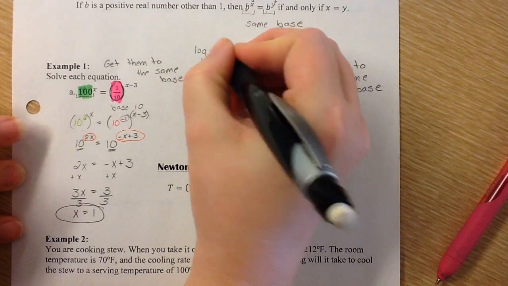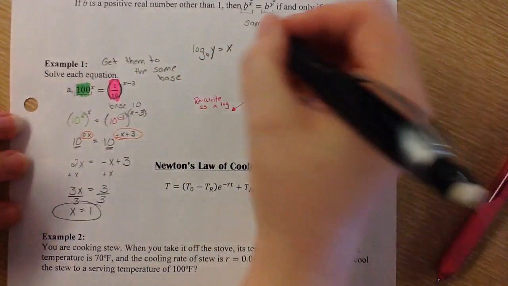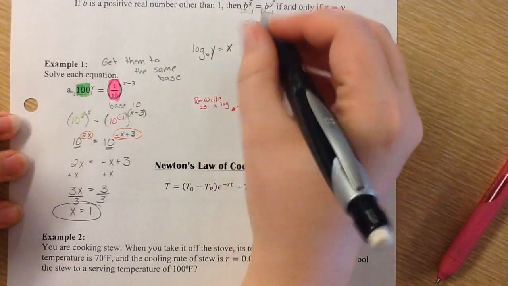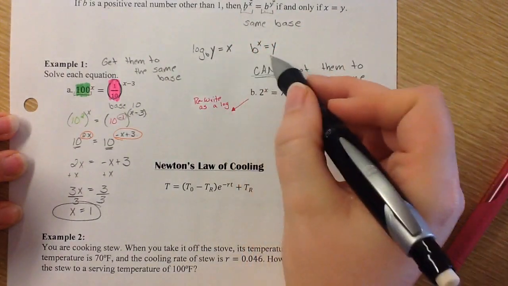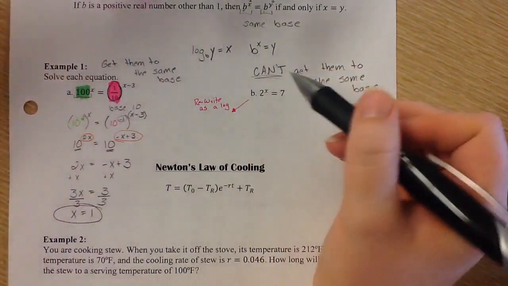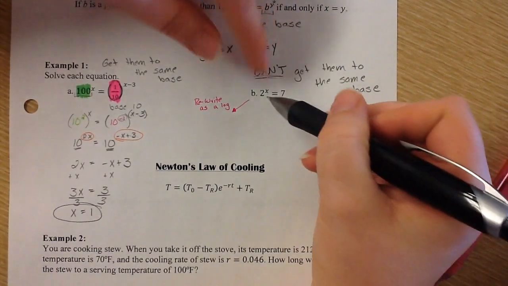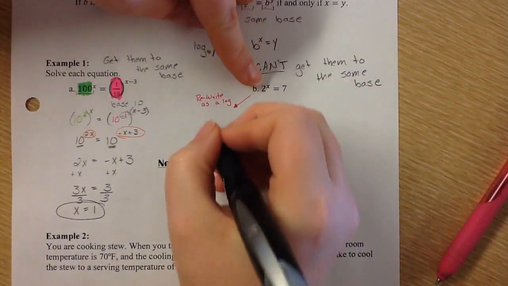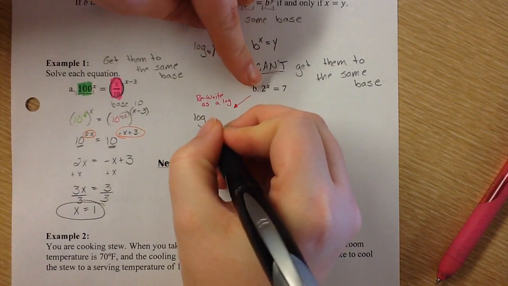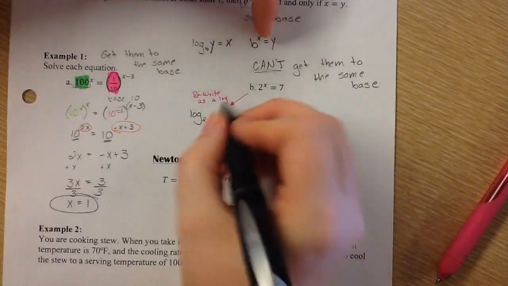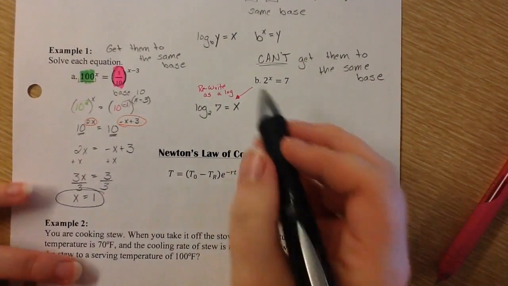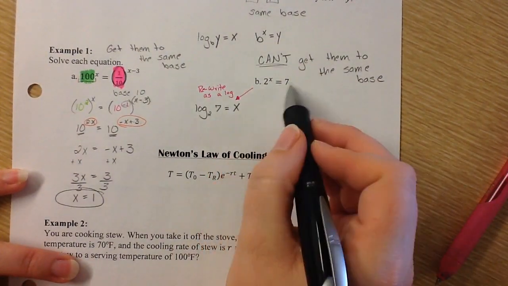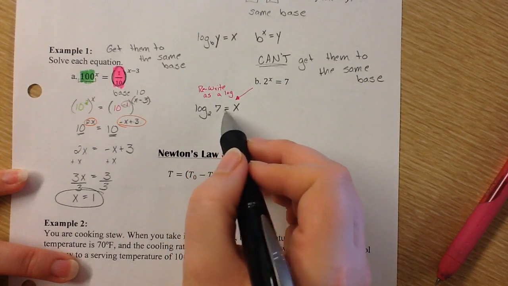Y, let's use that. Log base b of y equals x, and to write this as an exponent would be b to the x equals y. These mean the exact same thing. So we're going to do this to rewrite this. So this would be log base 2 of 7 equals x, because logs equal the exponent.